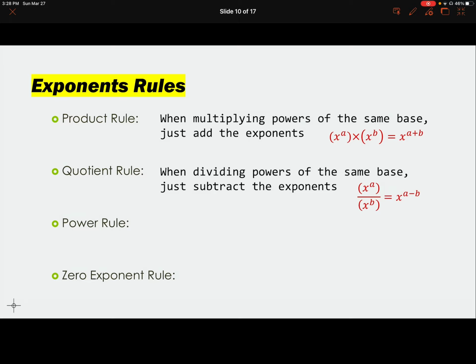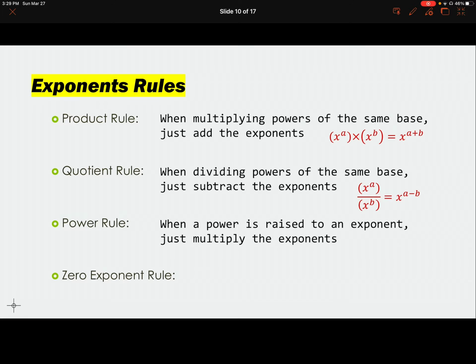The power rule. So the power rule is whenever we have a power raised to an exponent, kind of like a power of a power. So when a power is raised to an exponent, just multiply the exponents. So if we have the power x to the exponent a raised to the exponent b, then we could just multiply a and b together. So we would get x to the exponent ab.